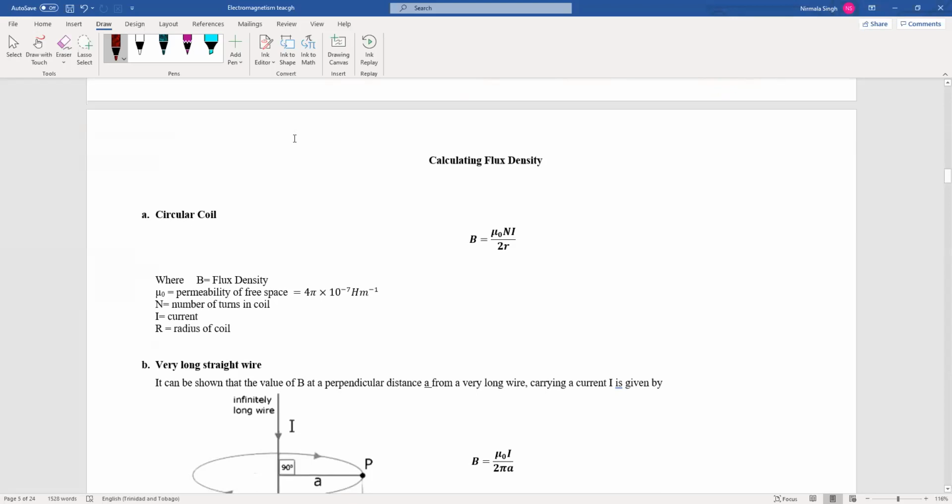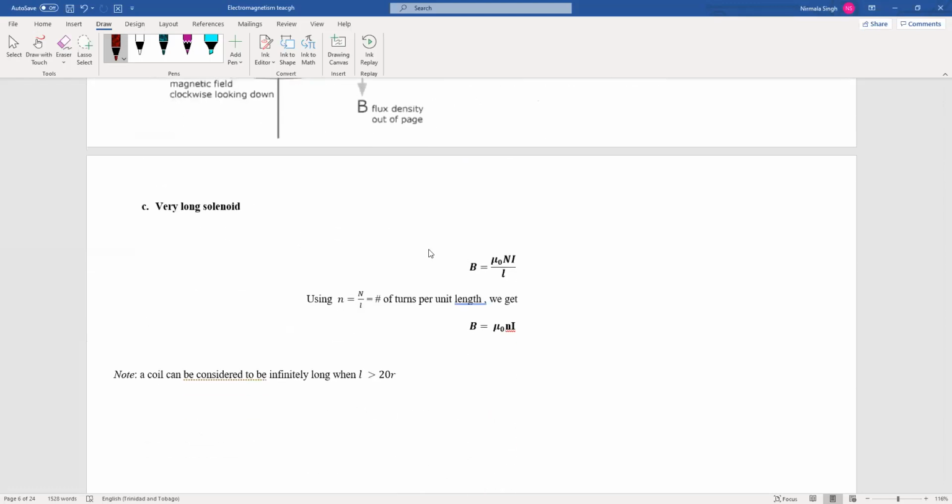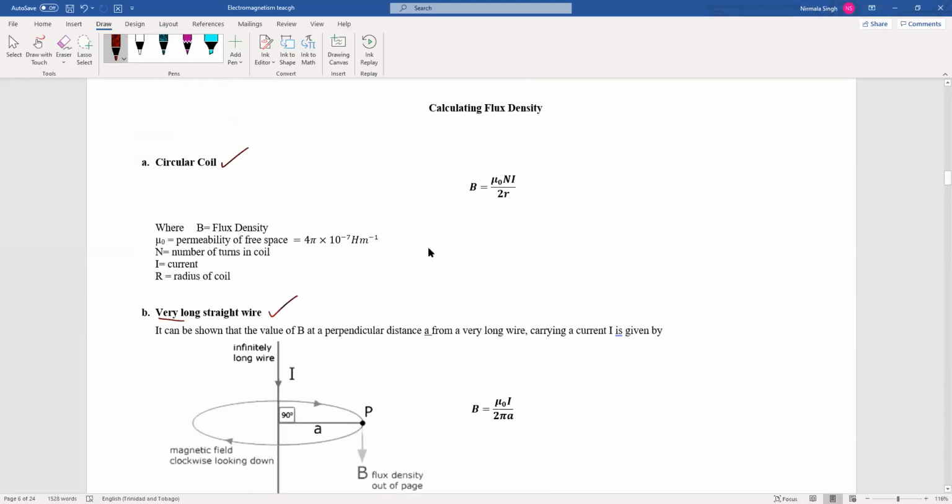So we have to calculate your flux density for a circular coil, a very long straight wire, and then a very long solenoid. Now we use these words of very long for a reason, and we're going to come to that just now. All right, so let's go through how to calculate your flux density. You're not required by any means to learn the proofs for these. I didn't learn the proofs of these until second year university, so you don't need to know them. You just need to know how to use them.